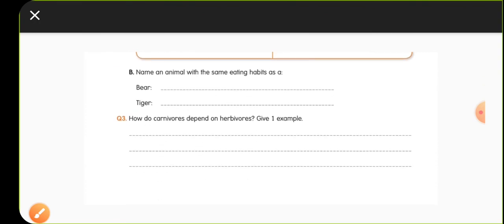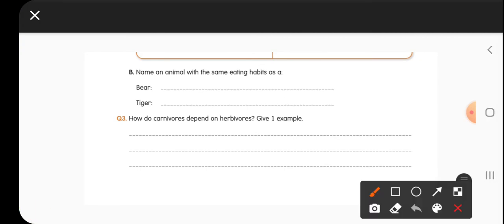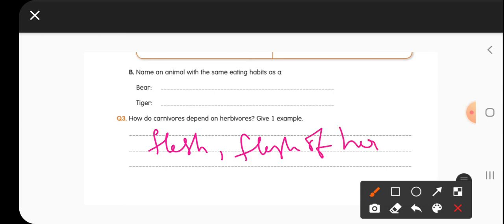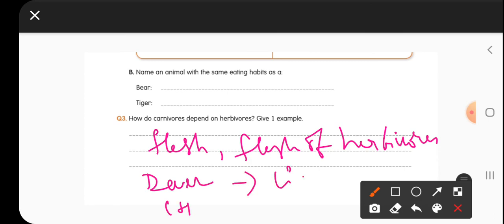In this third question: how do the carnivores depend on herbivores? Give one example. Carnivores are flesh eating animals. They will eat the flesh of herbivores. So for food, they depend on the herbivores and eat their flesh. The best example is a deer. It's a herbivore, and it is eaten by the lion. Like this, you can write your own example here.